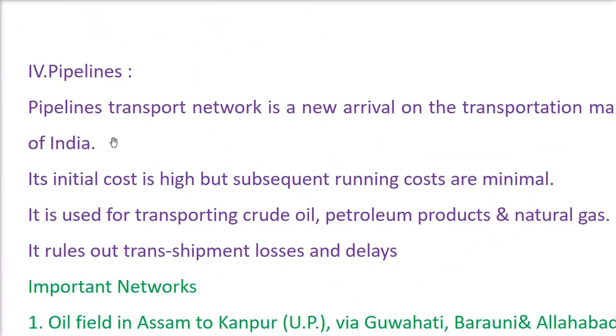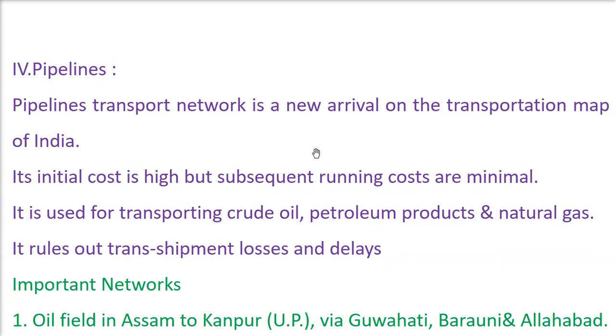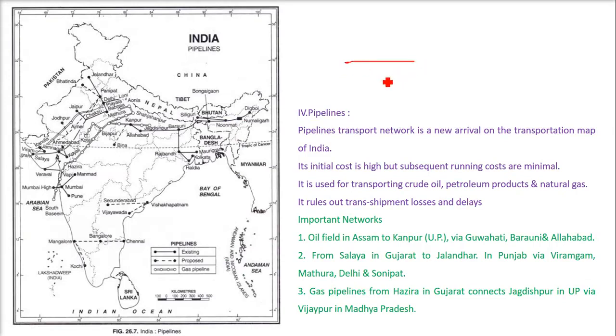Now pipelines, this is a new transport network. It's a new arrival on the transportation map of India, because generally we talk about road, rail and airways, but here the pipeline is fixed. The content may be gas, or even solid, which can be transformed into liquid form. This is transferred from one place to another, maybe from the place of production to the place of refinement or use. The initial cost of laying a pipeline is quite high, but once it is established, the running costs are very low. Only the maintenance cost is there.